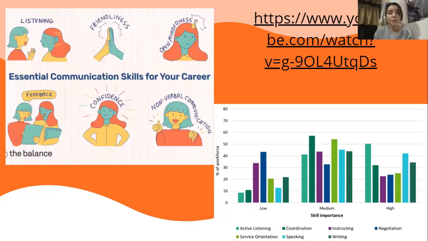And finally, I put some visuals, for example, essential communication skills for your career: listening, friendliness, open-mindedness, the balance, the feedback, confidence, and non-verbal communication, which is body language. Here I put a TED Talk about important skills, and here I put a chart of skill importance in low, medium, and high balance.